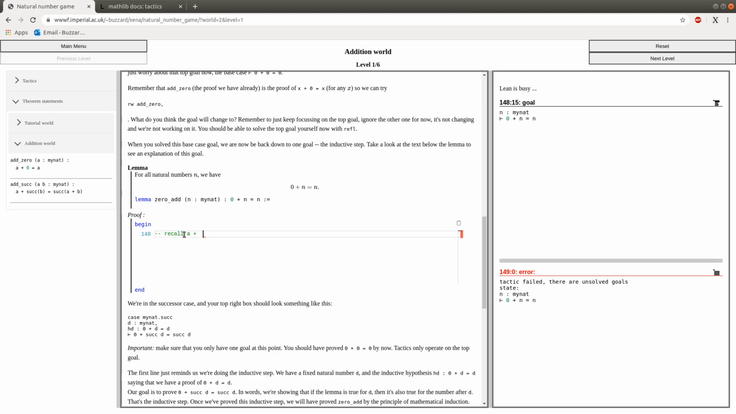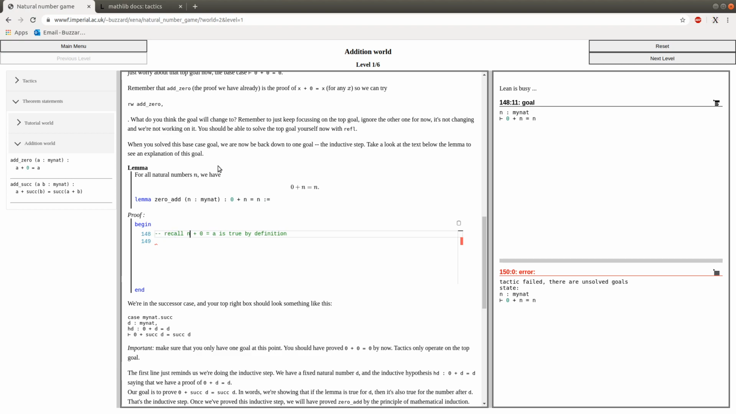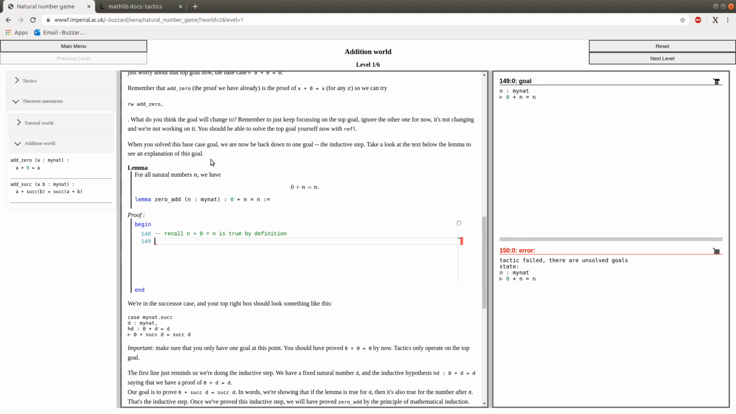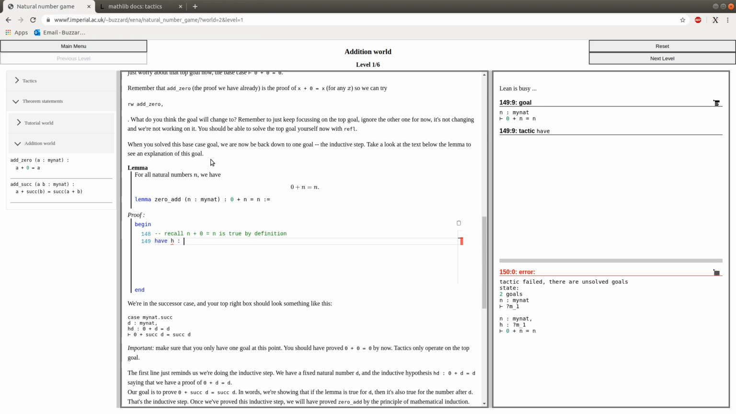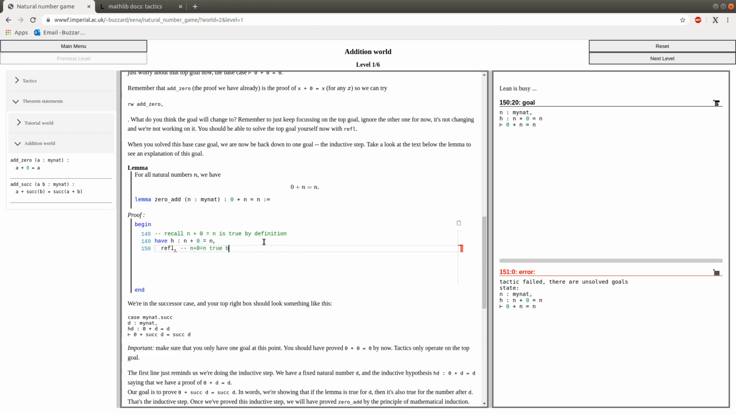Recall that a plus 0 is a is true by definition, right? I can show you this. Oh, it's called n now. Let's call it n. n plus 0 is n is true by definition. We could even do this. We could do have h, n plus 0 equals n. There. And now you see we've got an extra goal. Now we've got two goals. Now we've got to prove that n plus 0 is n, and we've got to prove that 0 plus n is n. And this thing is true by definition. There. So n plus 0 is n is true by definition.